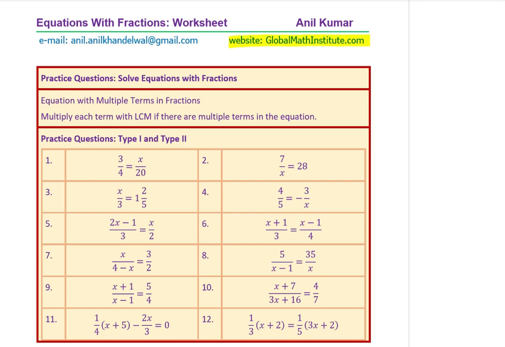In this video, we'll take up 25 questions related with solving equations having fractions. The worksheet is designed to cover all possible questions which you need to do at this level.